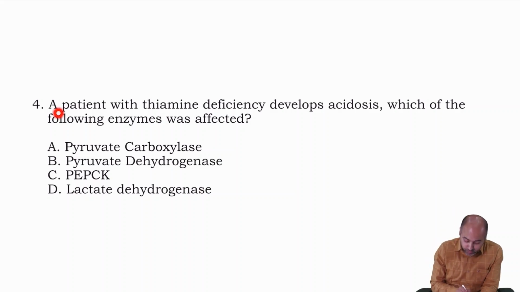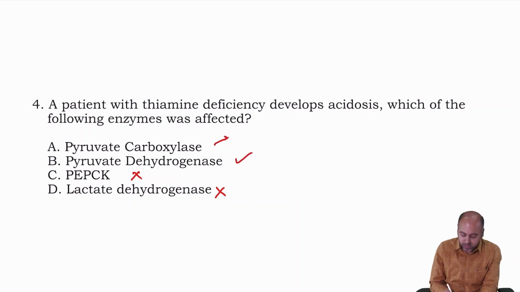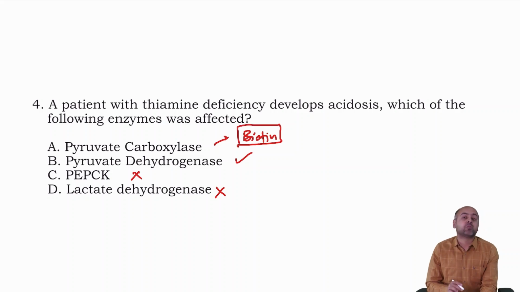So here, a patient with thiamine deficiency develops acidosis. Now you have to tell us in which of the following enzymes the thiamine will be required. Lactate dehydrogenase doesn't require thiamine. PEP carboxykinase will not require thiamine. The pyruvate dehydrogenase, yes. Pyruvate carboxylase rather requires biotin. It is one of the 4 carboxylases. All the carboxylases will require biotin. So the correct answer here would be pyruvate dehydrogenase.